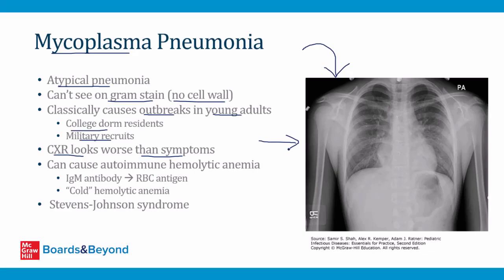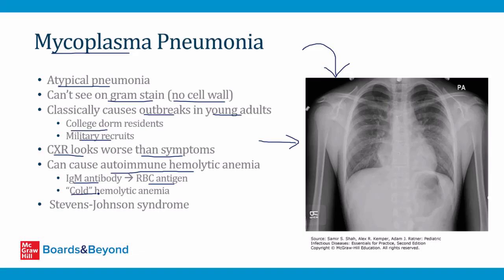There are a number of potential complications of mycoplasma pneumonia, but some that are worth knowing about, especially for Step 1, are first of all, the mycoplasma infection can lead to autoimmune hemolytic anemia. So it can cause the generation of IgM antibodies that bind to red cell antigens, and this causes a form of hemolytic anemia called cold autoimmune hemolytic anemia. And I talk about this in detail in the hematology section.